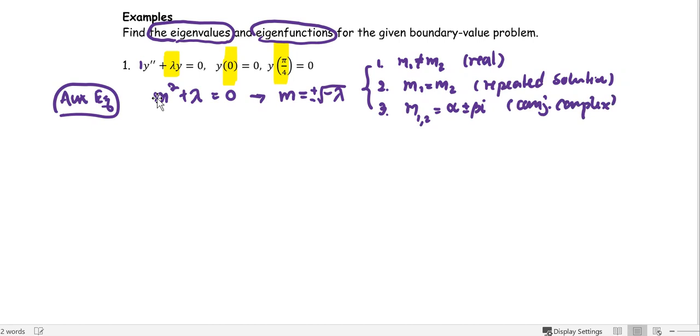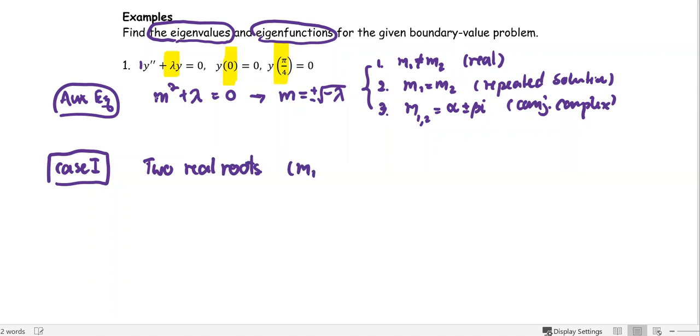Okay, now we're gonna look at each case. Let's see what would be the option for the lambda that gives us the non-trivial solution. For case number 1, the distinct real roots, I'm gonna write it as the 2 real roots or 2 real solutions, or the case that m1 is not equal to m2, and both of them are real.